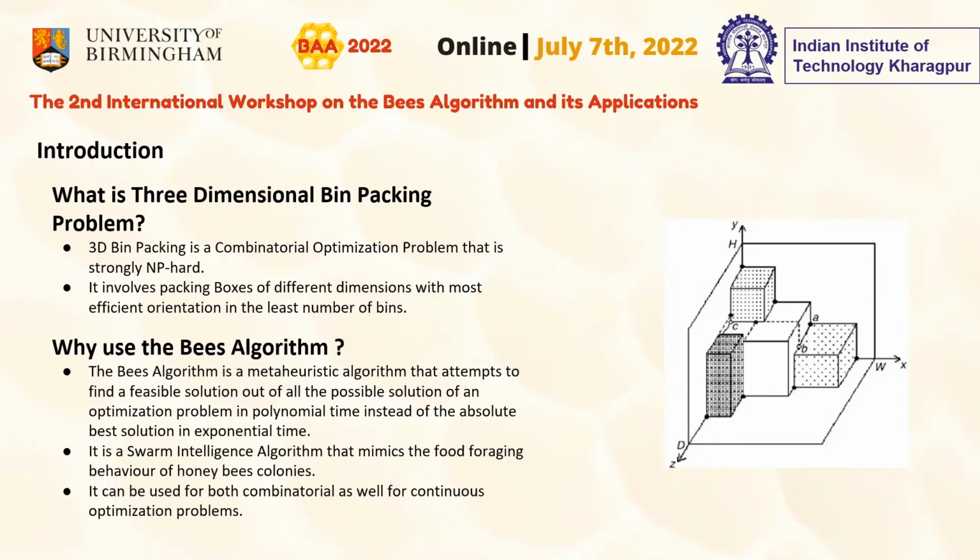The reason we are using the Bees algorithm for this is because it is a meta-heuristic algorithm that attempts to find a feasible solution in polynomial time rather than the exact solution in exponential time. It is a swarm intelligence algorithm that mimics the food foraging behavior of honeybee colonies, and it can be used for both combinatorial as well as continuous optimization problems.